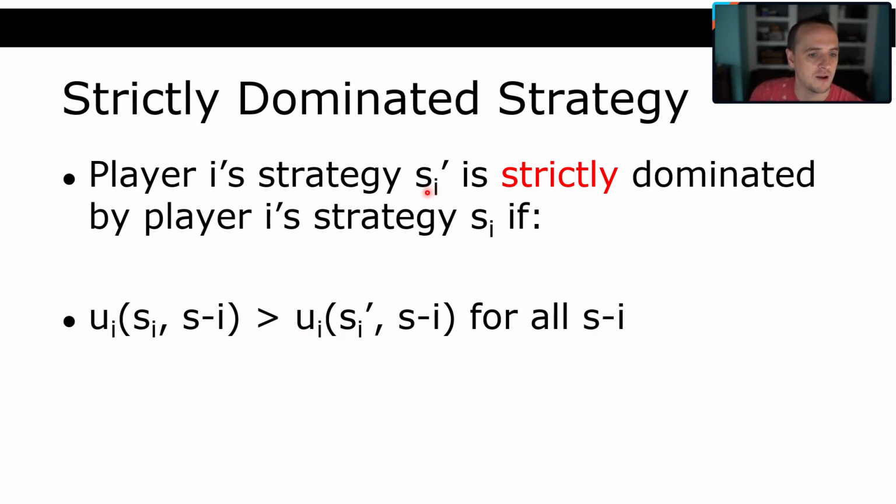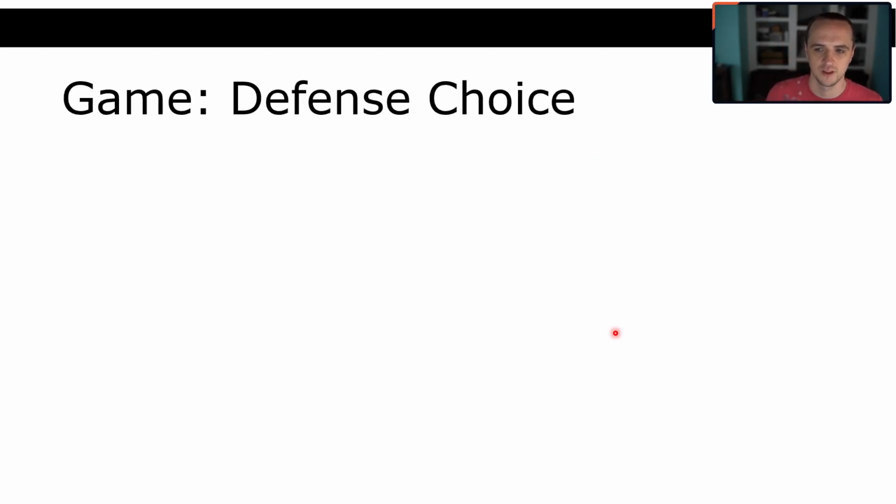So S_i' is dominated if S_i is always better. That's what this is saying: for all S_-i, meaning for all strategies except the choice of player one's i. Great exam question there.